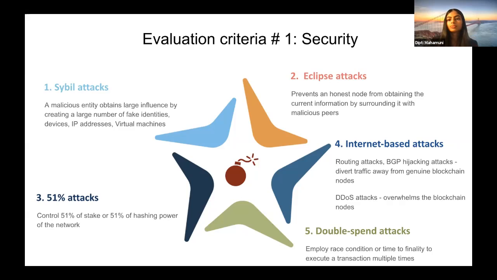Third are 51% attacks. So 51% attacks are when an attacker can control 51% of the stake or 51% of the hashing power of the network. So both the proof of work and proof of stake algorithms are vulnerable to this type of attack. In fact, the proof of stake algorithm and its variations, such as basic proof of stake, delegated proof of stake, and leased proof of stake, can also fall victim to the 51% attack.